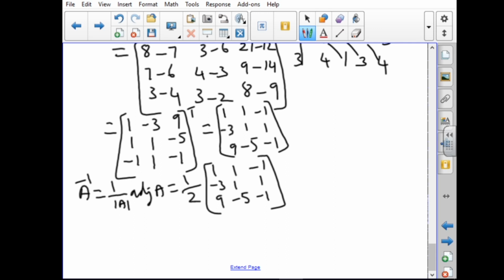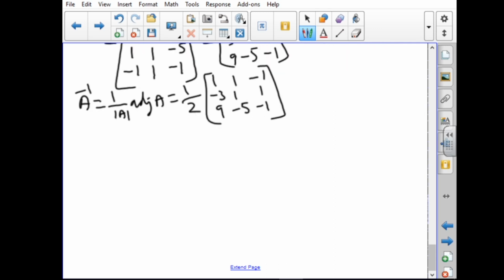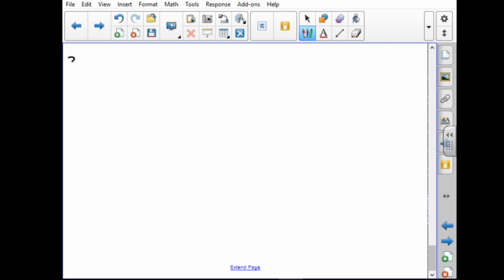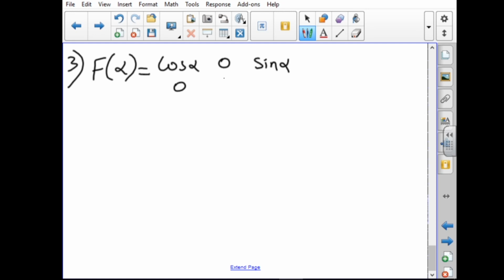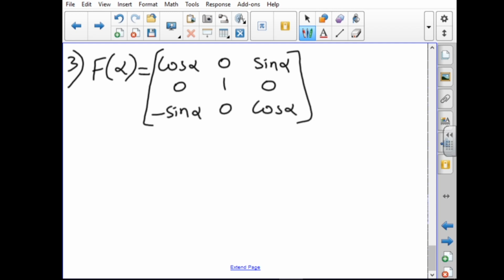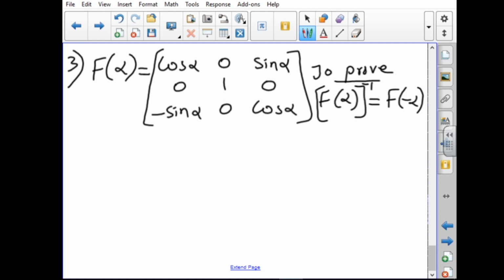So we'll go to question number 3. Third question: if f of alpha is equal to the matrix cos alpha, 0, sin alpha; 0, 1, 0; minus sin alpha, 0, cos alpha, it is asked to show, so to prove, that f of alpha the whole inverse is equal to f of minus alpha.